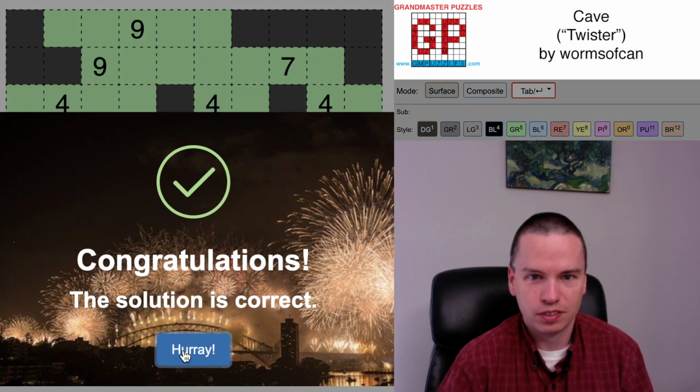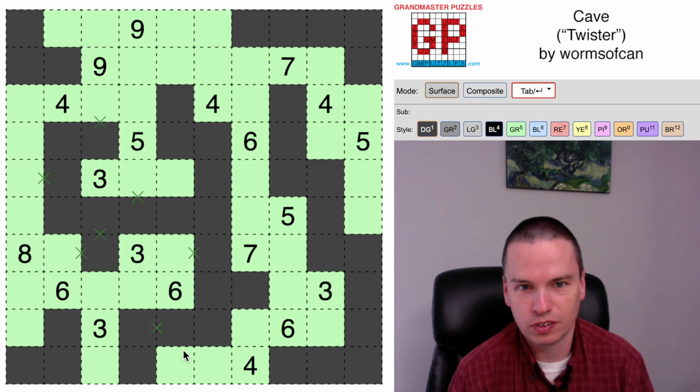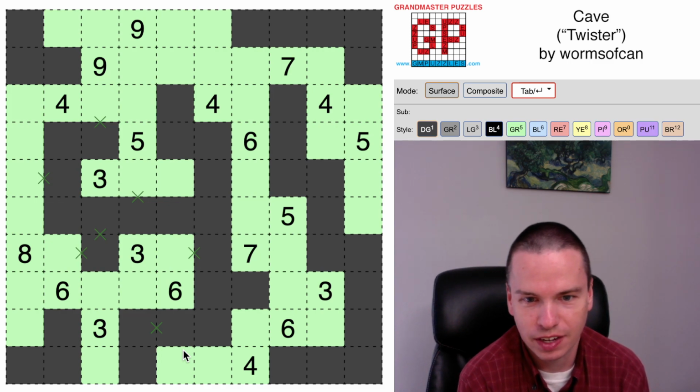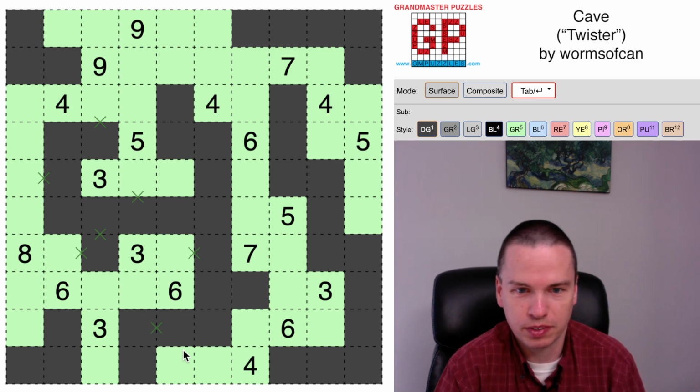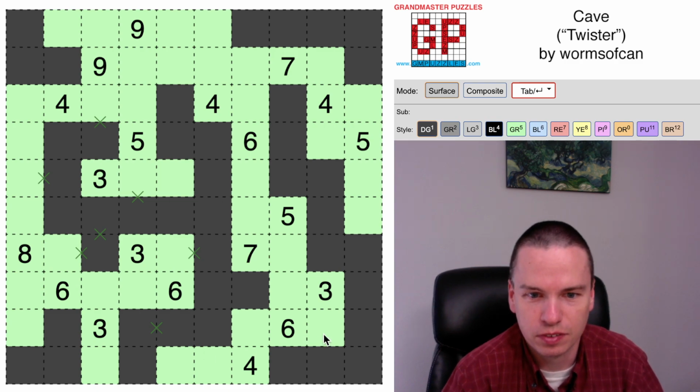So really fun, medium difficulty cave puzzle from Worms of Can. Again, hopefully a good example if you're familiar now with things like the 2x2 rule and other steps that you could use throughout the solve to get to a good solution time.